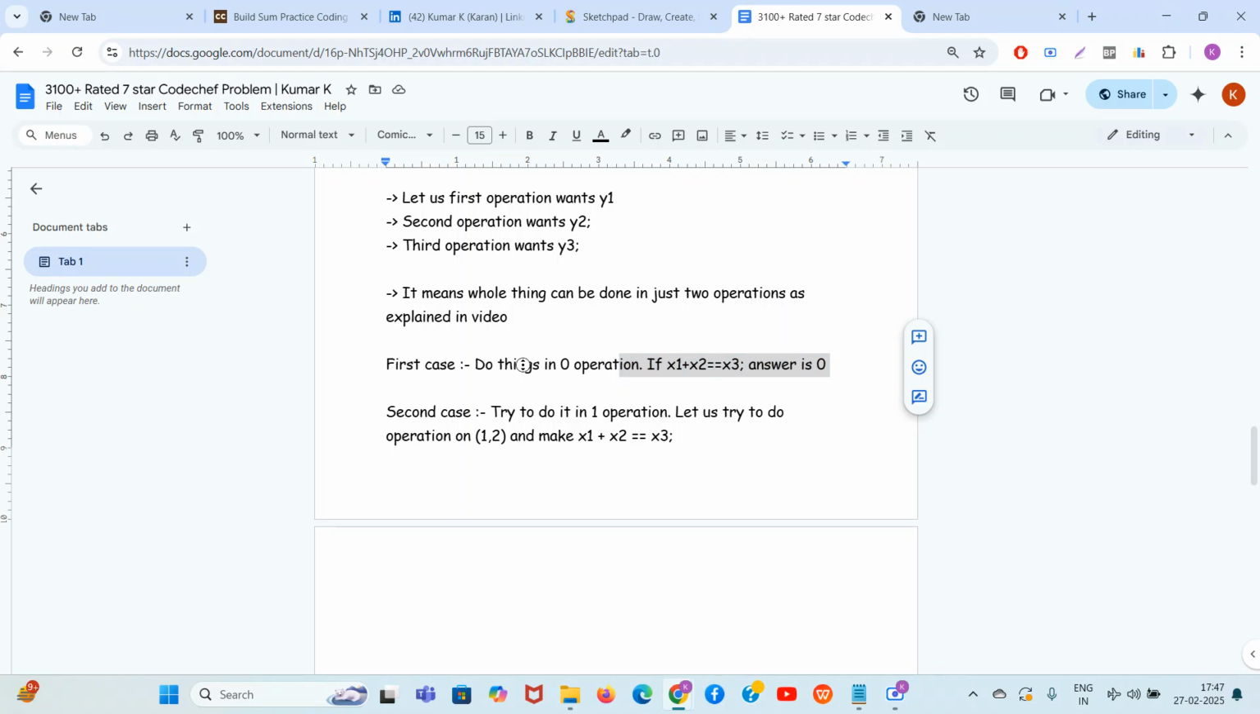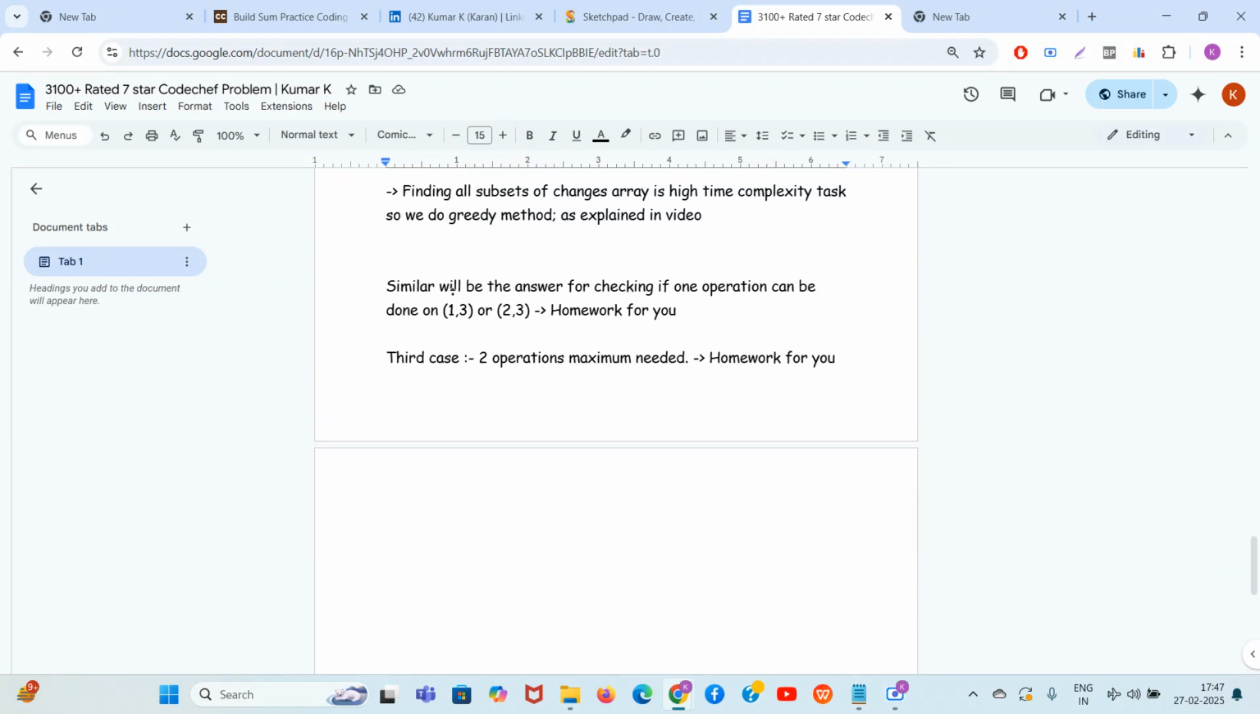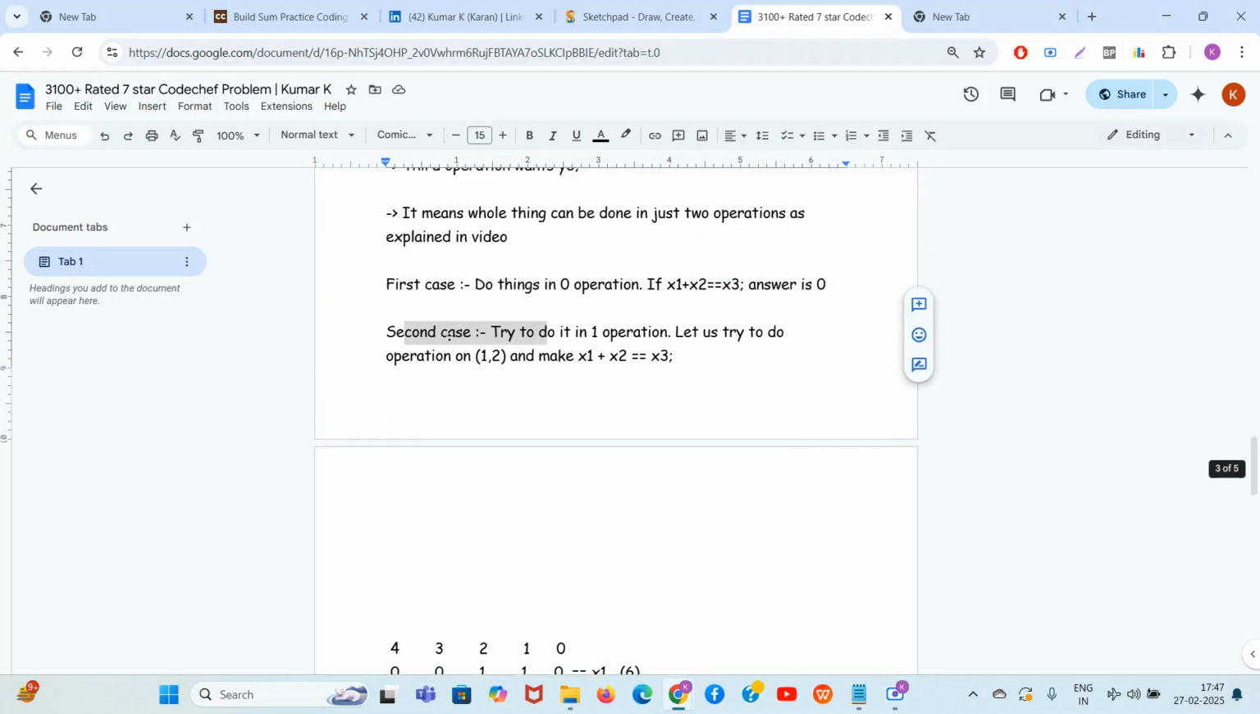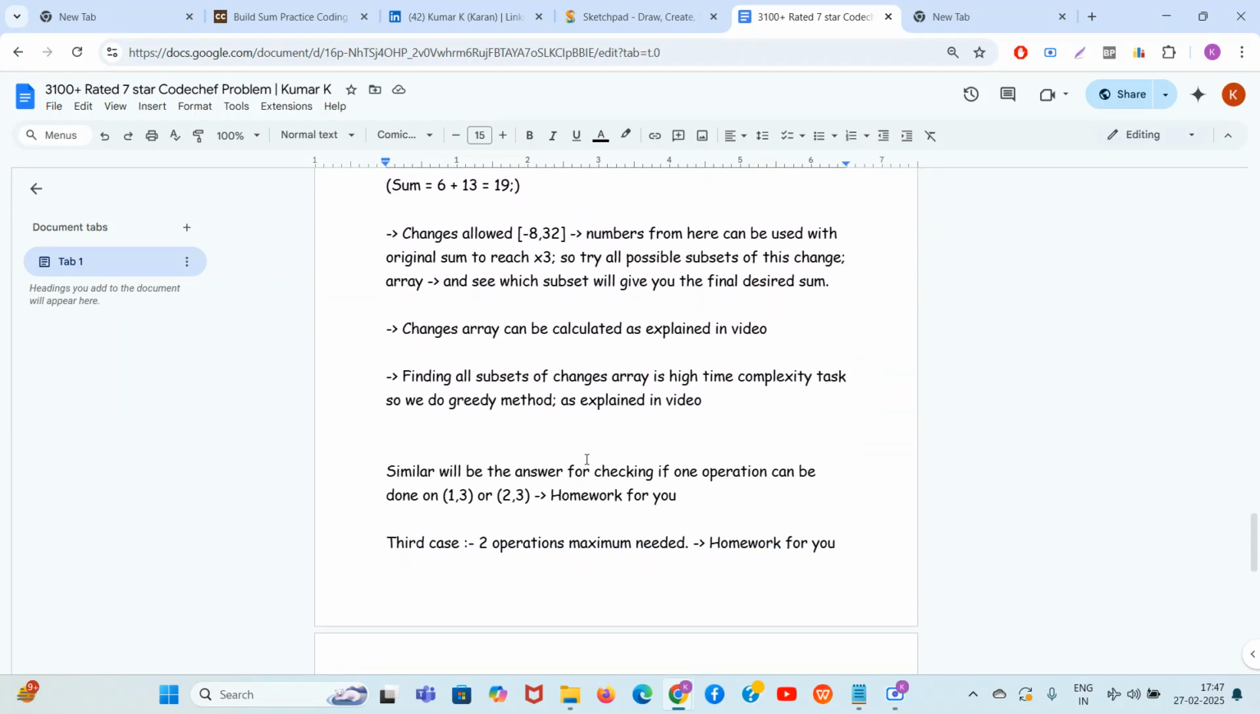The nice thing about this problem is that once you understand the hard level solution for one operation, you can just use your brain and little bit thinking and you can solve for two operations. So that will be homework for you. And first we will try the case for doing one operation only on 1 comma 2. Once you are able to do the one operation on 1 comma 2, then the same technique you can apply for 1 comma 3 and 2 comma 3.